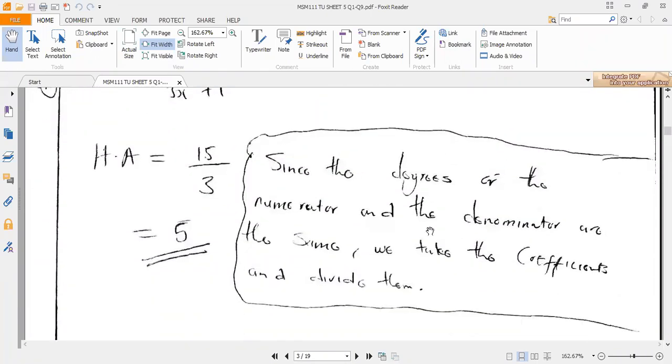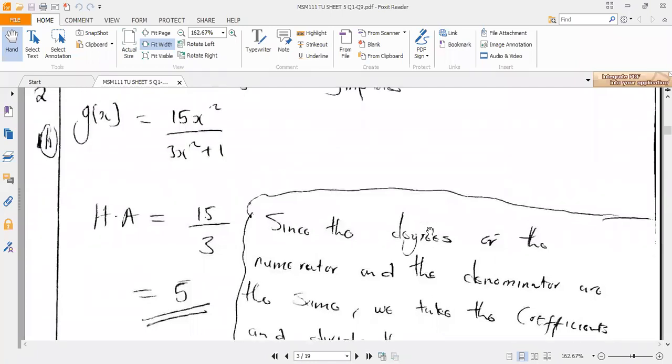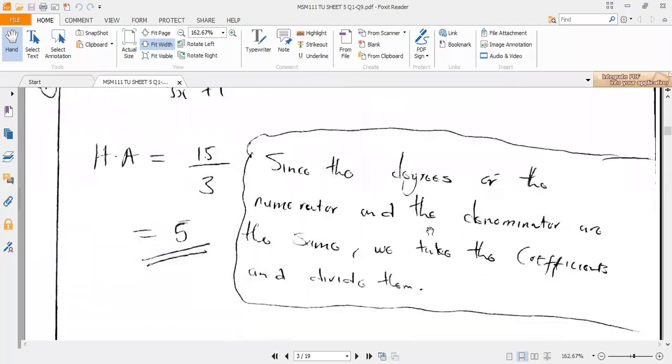Is it now clear? Yes. Okay, so that's how you find your horizontal asymptote there. In that question we're just finding the horizontal asymptote, so you're done and you get your full marks.